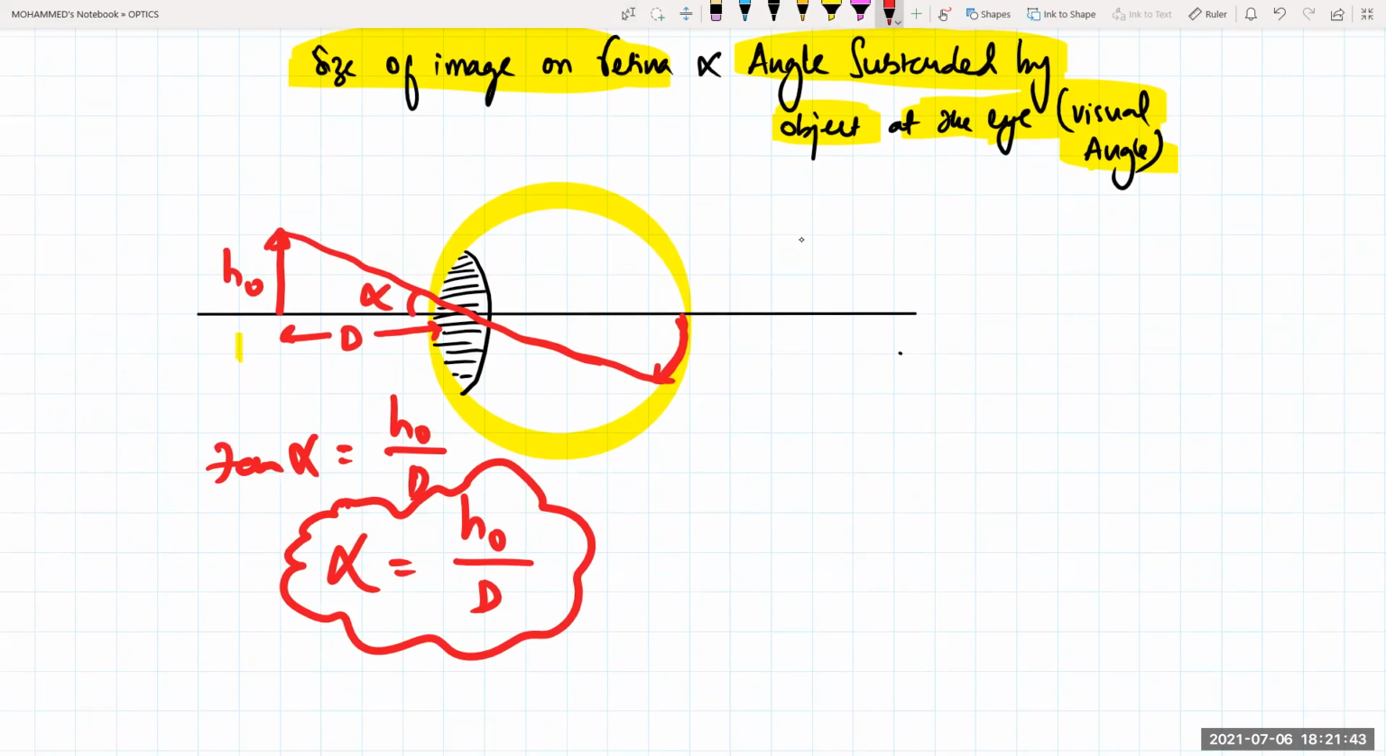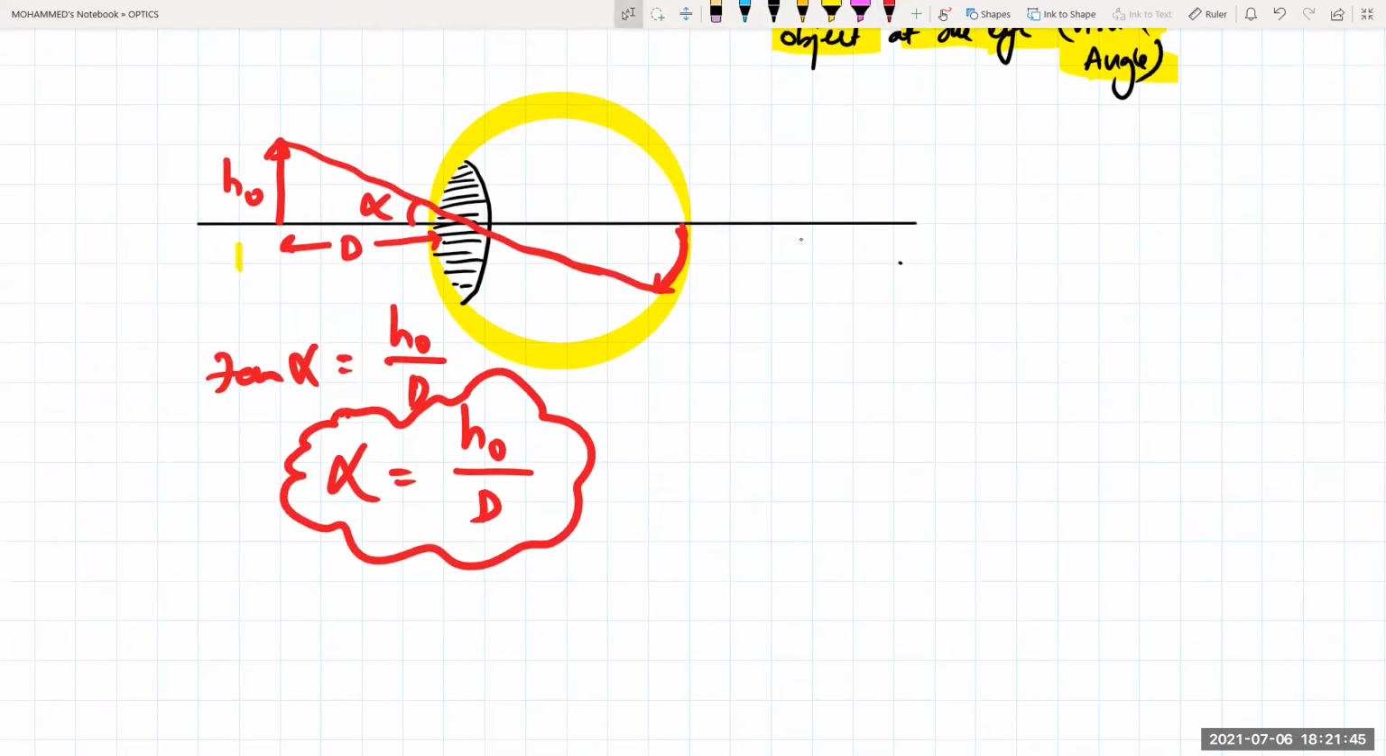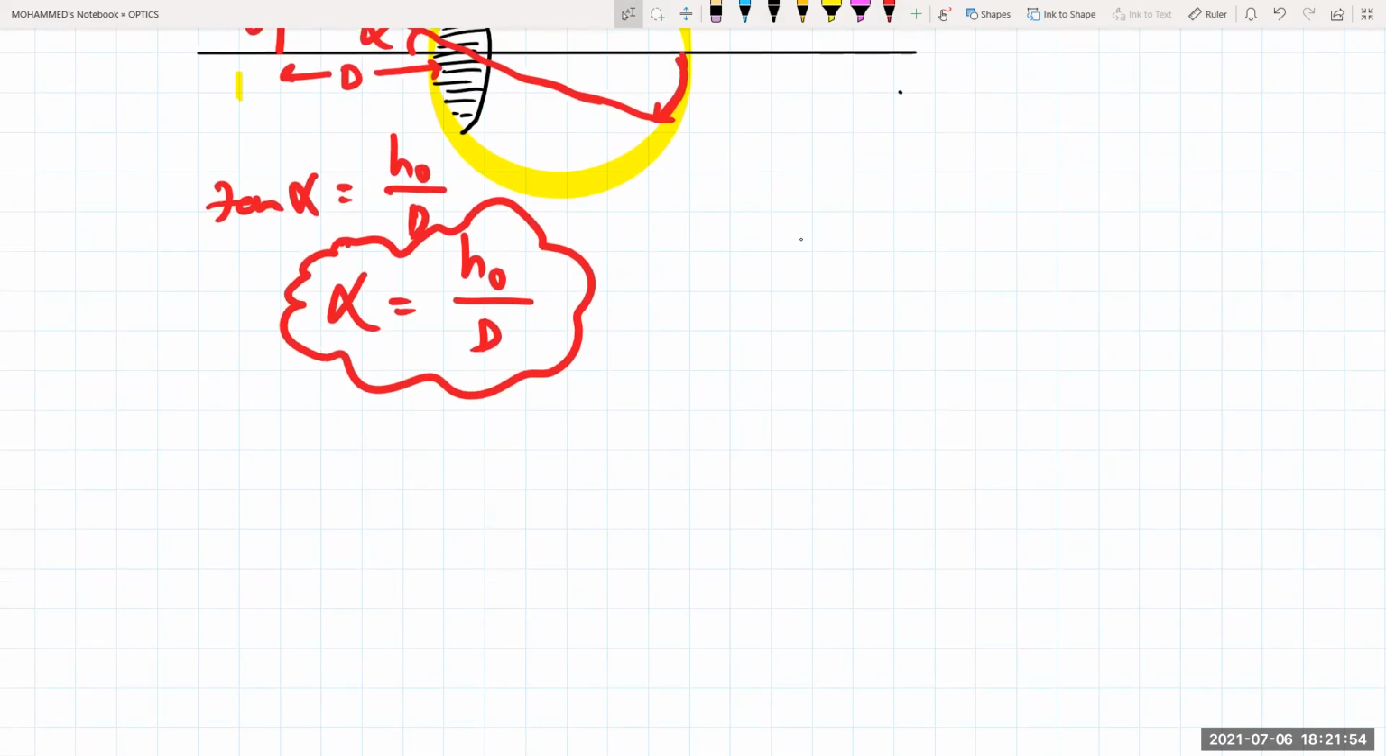And this visual angle formula holds when you are taking angles lesser than 5 or 10 degrees. So that is also called what? Angular magnification. In physics, we call this angular magnification. Angular magnification is represented by the letter capital M. So that will be equal to how much? The angle made by the image divided by the angle made by the object. Is that clear?